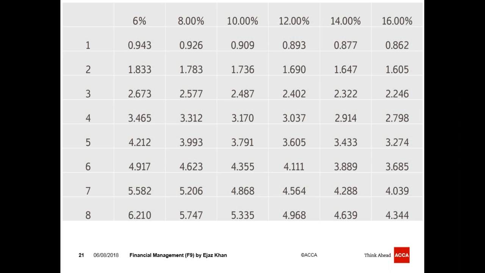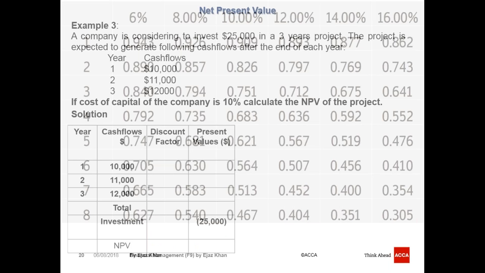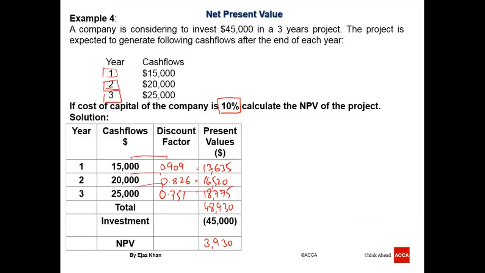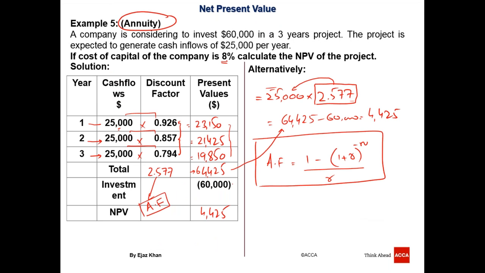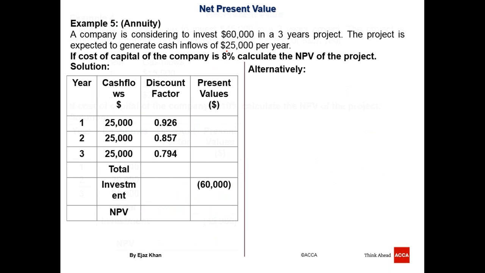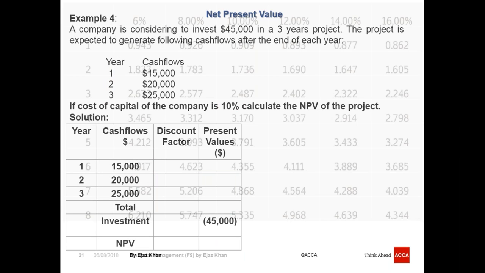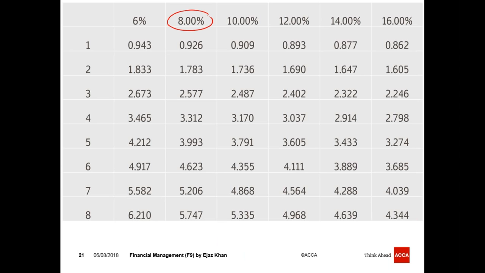So in our case, the discount rate was 8%. So we'll just go to the 8% column, and since we needed the sum of first 3 years, we'll directly go to the third row of the same column, and we can see the annuity factor, which is 2.577.